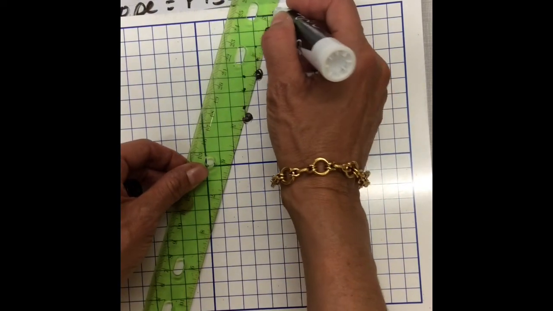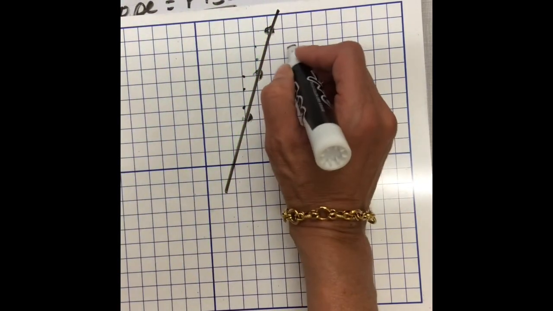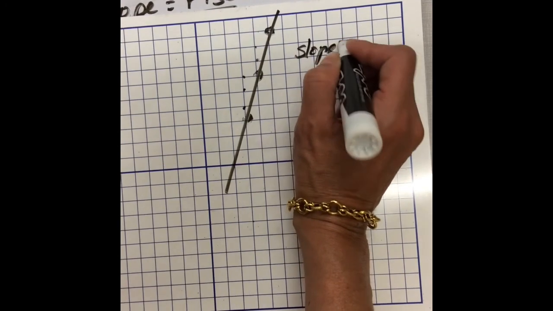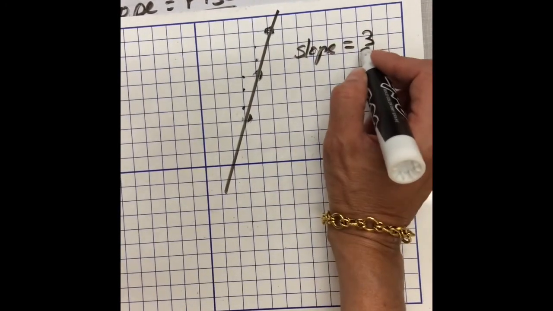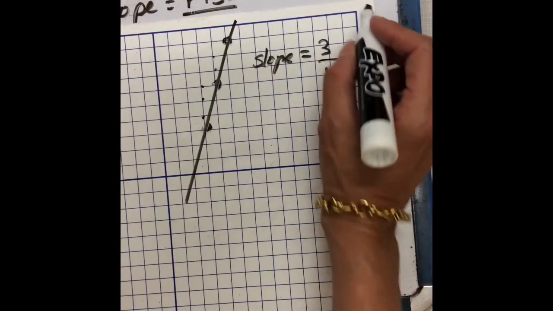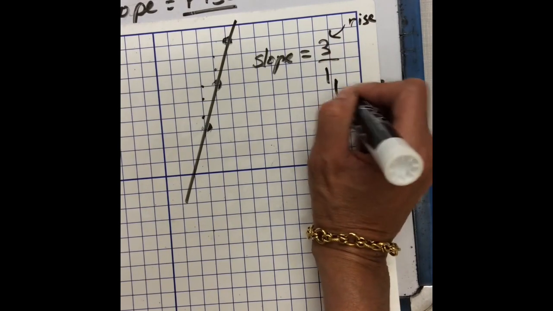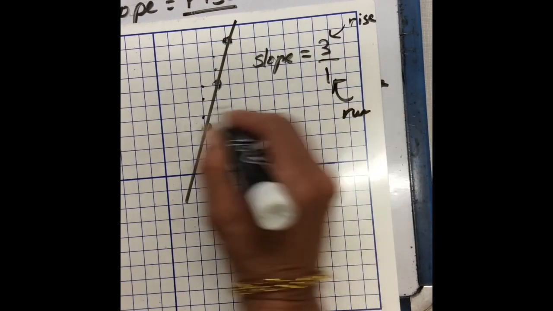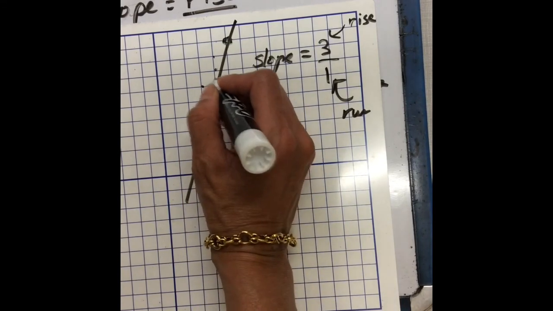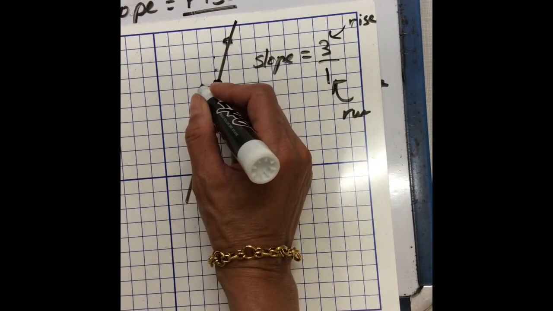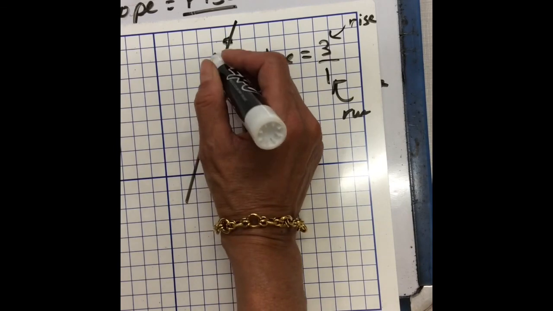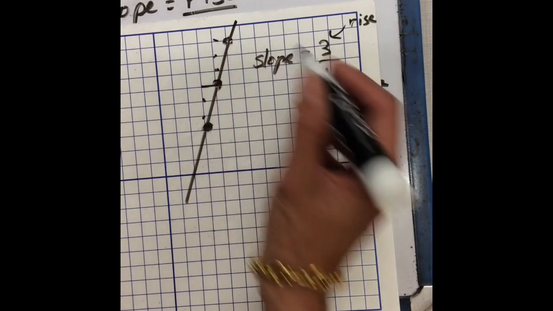Now I'm showing you that if I want to show a slope of 3, that's 3 over 1. So this is the rise, and this is the run. And so to get from one point to the next, we have to rise 3 and go across 1, rise 3 and go across 1.